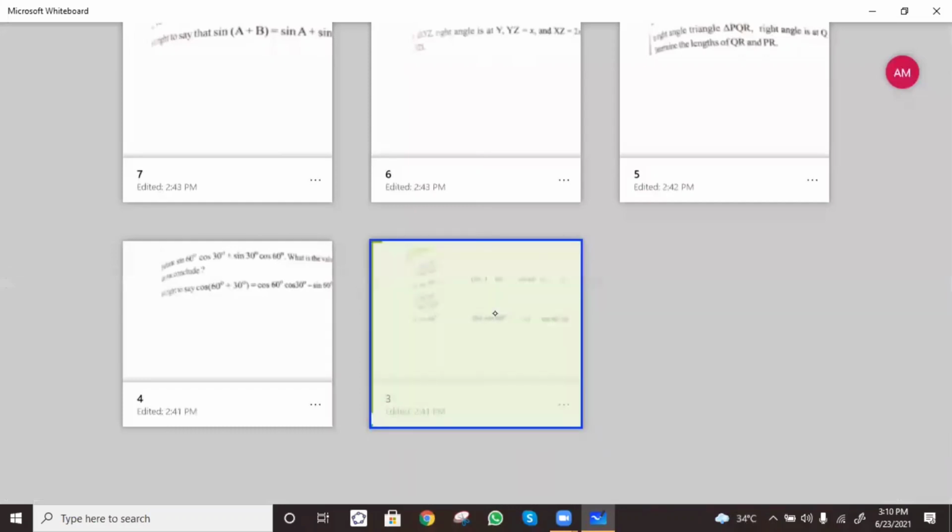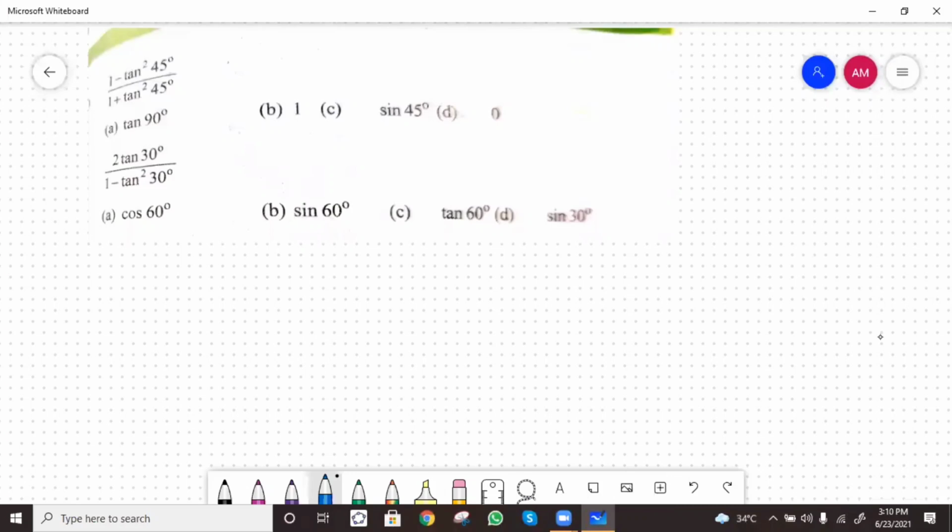Similar problems, ma'am. There is no change in that. Okay. Similar problems: 1 minus tan square 45 by 1 plus tan square 45. Easily we can say the answer for this. What is tan 45? 1. So 1 minus 1 by 1 plus 1, which is 0 by 2.